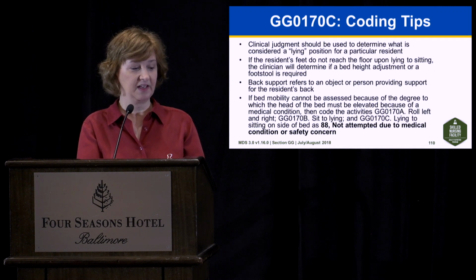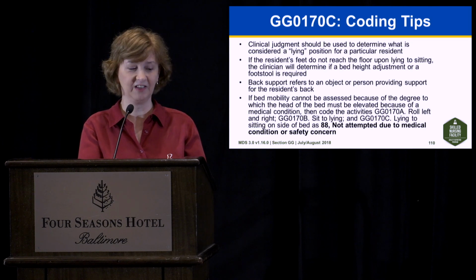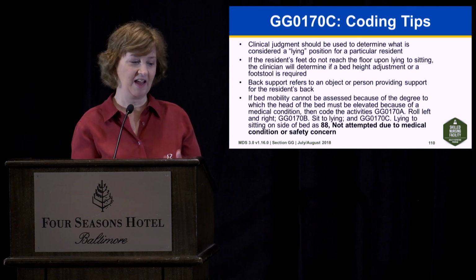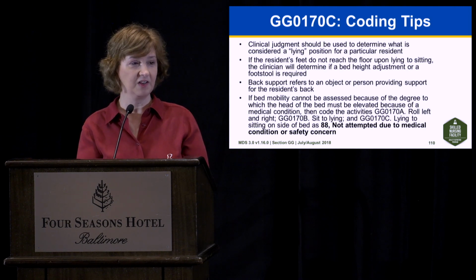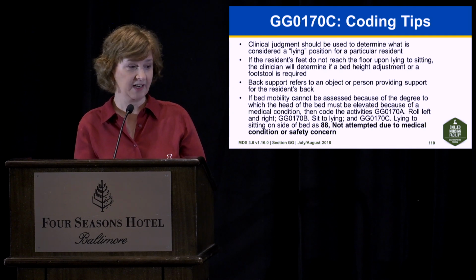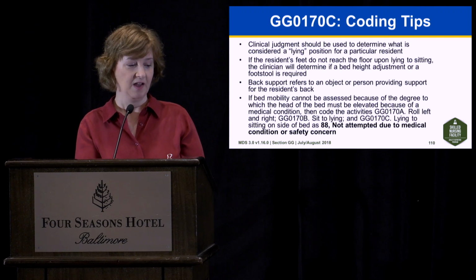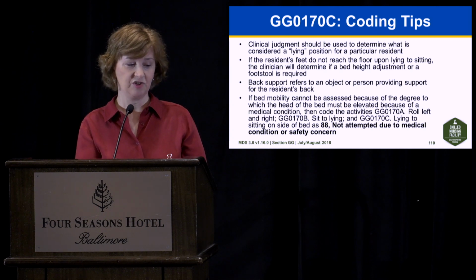If bed mobility cannot be assessed because of the degree to which the head of the bed must be elevated because of a medical condition, then code the bed mobility activities affected by lying as 88, not attempted due to medical condition or safety concern. And the activities that would be affected are GG0170A, roll left to right, because obviously the person would be in a lying position in that activity, GG0170B, which is sit to lying, and GG0170C, lying to sitting on side of bed.